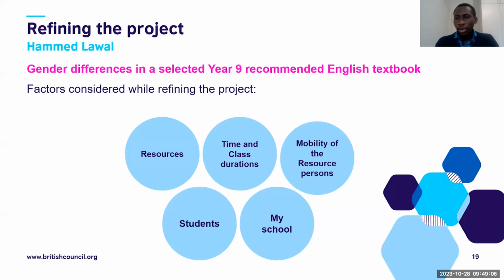After refining the title and making sure that the title is very simple and its objective can be achieved in a certain period of time, I considered my students. What age of the learners do I need to research on? Is it year 9, year 10 or year 11? So I picked the year 9 students, and I looked at the mobility of my resource person also.